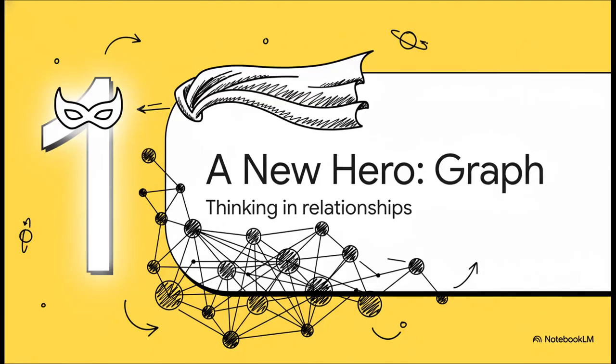So it makes sense, right? If the problem is all about relationships, the solution has to be a model that thinks in relationships too. And this is where our hero, the graph data model, finally enters the story. It's a totally different way of thinking. You're shifting your focus from individual records to the connections between them.